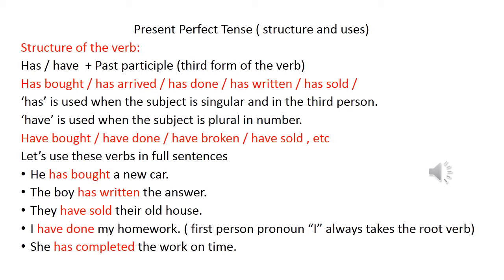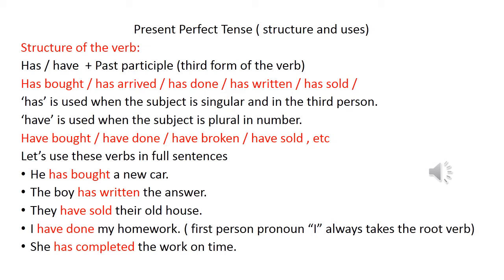Has bought, has arrived, has done, has written, has sold. All these are in the singular. Then have bought, have done, have broken, have sold. These are in the plural. Let's take the examples now. He has bought a new car. The subject is singular, therefore the verb is in the singular. The boy has written the answer. The boy is singular, has written is singular. They have sold their old house. The subject is plural and the verb have sold is also plural.